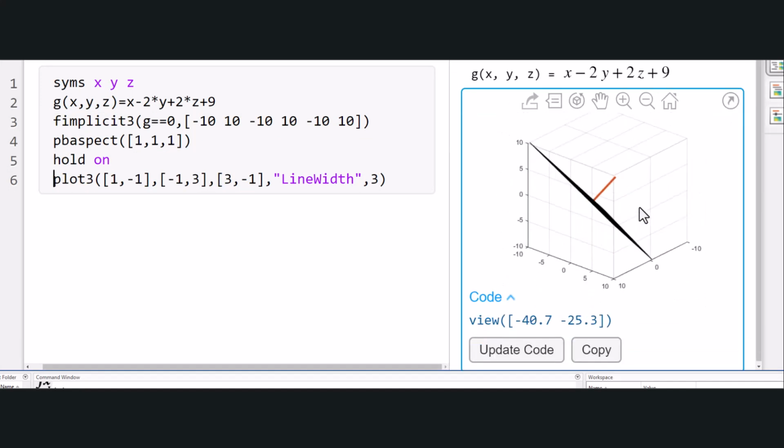Okay, and you can look at different views of this right here. So this is the plane, and this is the point of intersection, negative 1, 3, negative 1, and this is the starting point, 1. Oh, sorry, this is the point from where we were calculating the distance, 1, negative 1, 3.